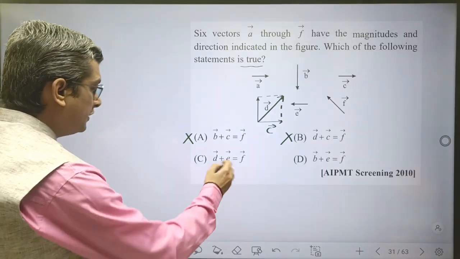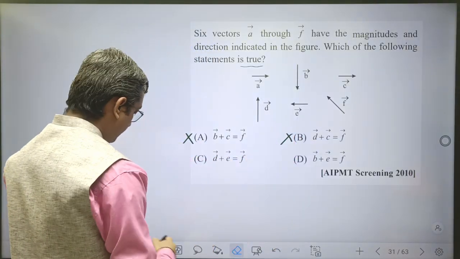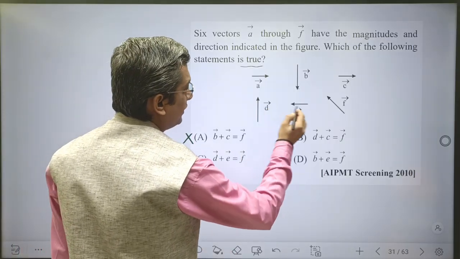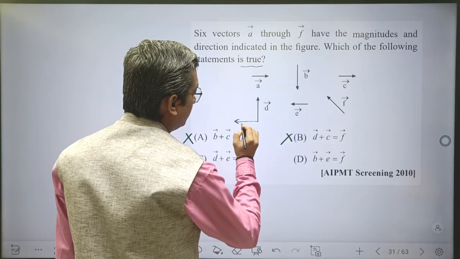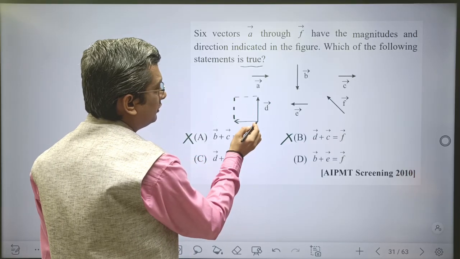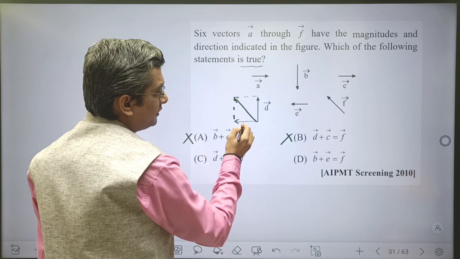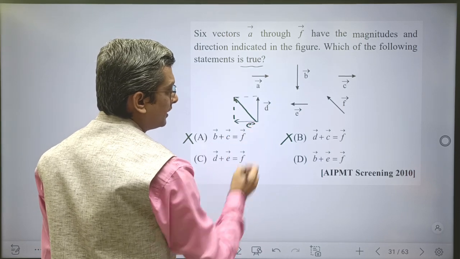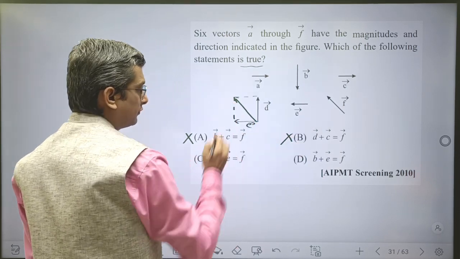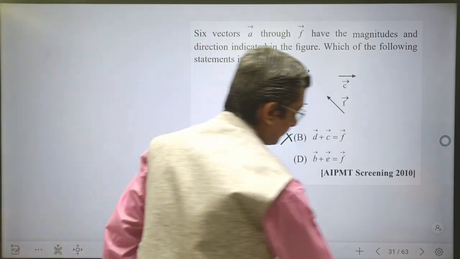Now the third is d plus e is equal to f. Now this is d and this is vector e, this one. Now if I draw its resultant, it will be like this. So this is giving the resultant d plus e, isn't it? This is e, and the direction of f is also along this way. So this may be the answer. D plus e is equal to f. So option C is the correct.